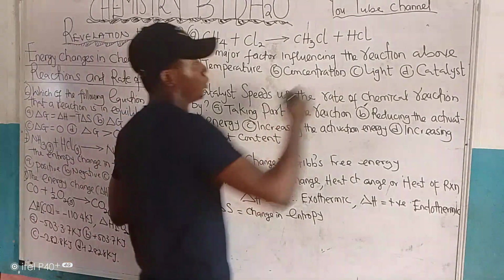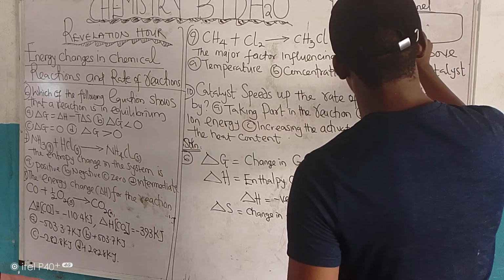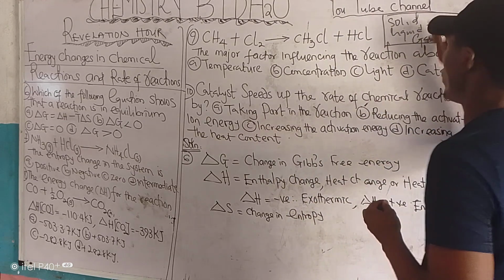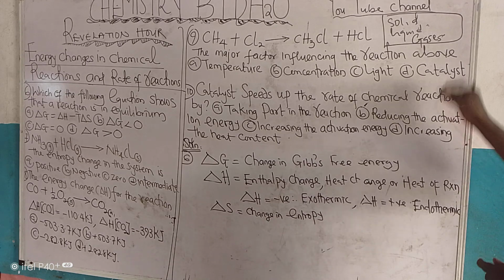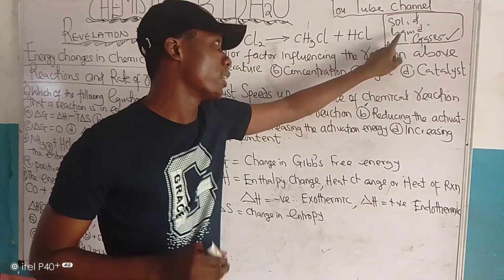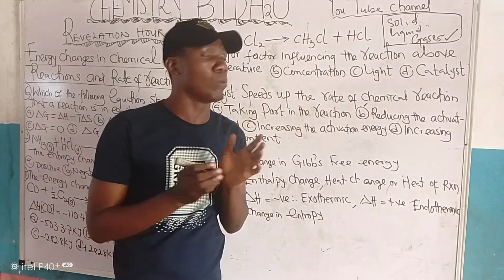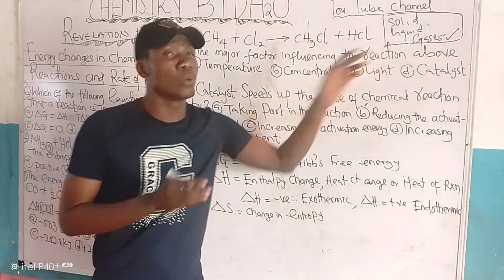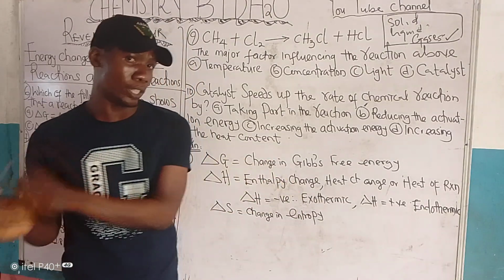If I write for you, class, this word: solid, liquid, and gases, and then I give you a simple question: which of these three states of matter is most disordered? The answer is gases. Gases are more disordered than liquid, while liquid are more disordered than solid. Remember that the molecules of solid vibrate about a fixed position, but gases move randomly, colliding with themselves and with the walls of the container.